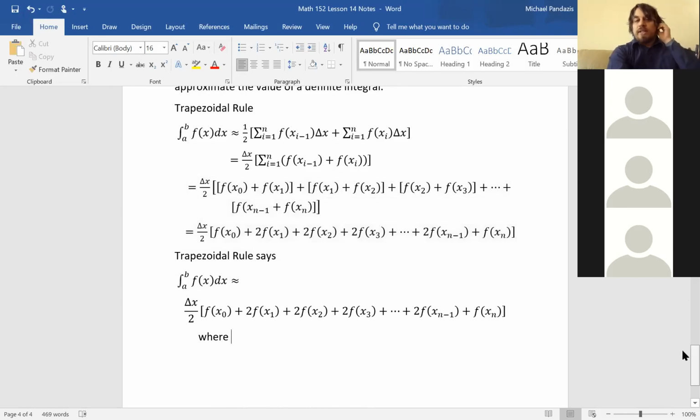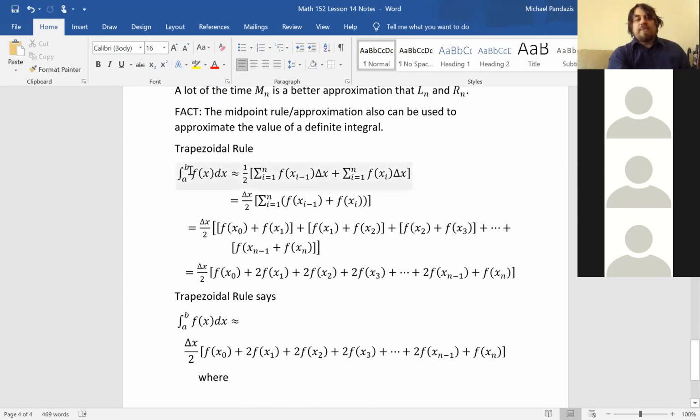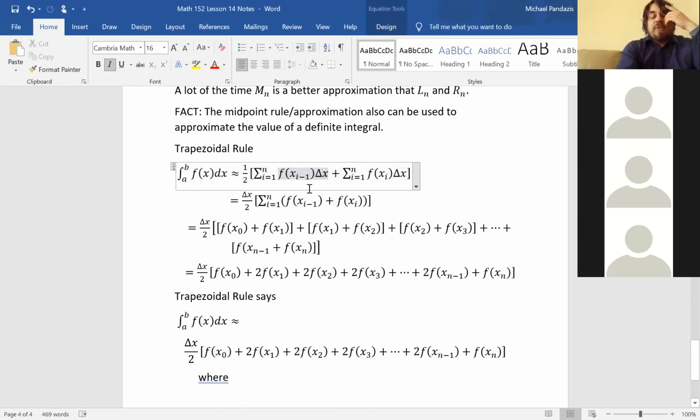Okay, so let's go back to the beginning. What I'm saying here is that this definite integral is approximately the average of the left endpoint approximation and the right endpoint approximation. It means it's 1/2 times their sum. So 1/2 times their sum means that you're adding a bunch of things in both of them where everything's being multiplied by delta x. So I move delta x out and I get delta x over 2 times the sum from i equals 1 to n of f of x sub i minus 1 plus f of x sub i. Is that good? Does that make sense so far?